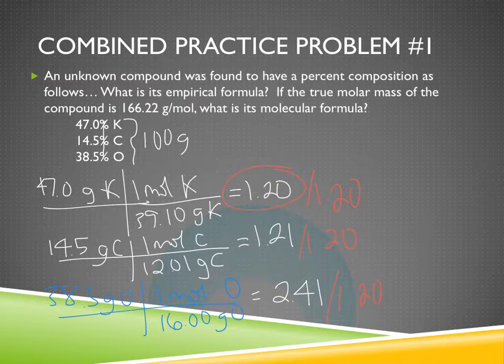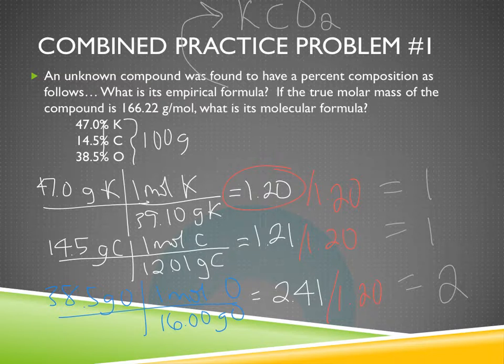So that leaves me with 1, 1, and 2. So my empirical formula then is K1, C1, O2.